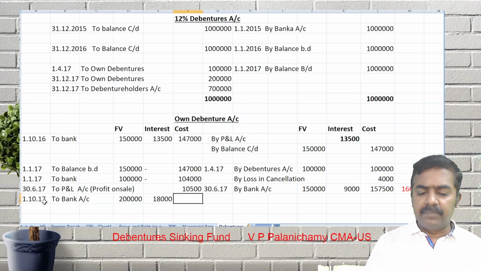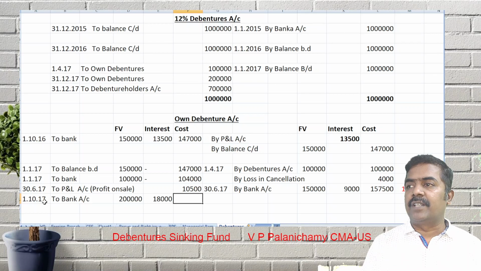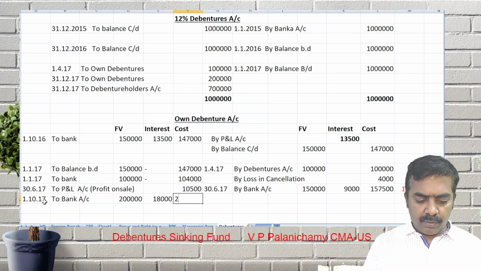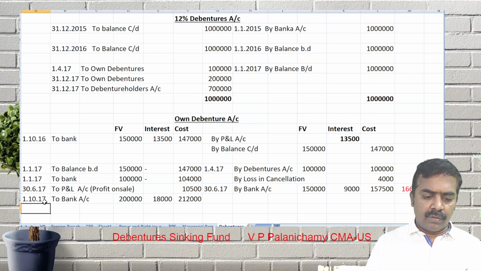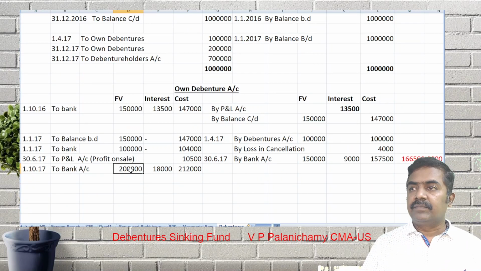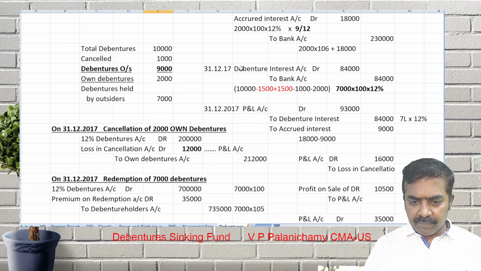18,000 pay பண்ணிருக்கோம். Interest 18,000 pay பண்ணிருக்கோம். What is the amount cost? 2,12,000. Once again repeat, pay attention. To bank account எவ்வளவு? What is the face value purchased? 2 lakhs. Accrued interest பாருங்க, journal entry பாருங்க.